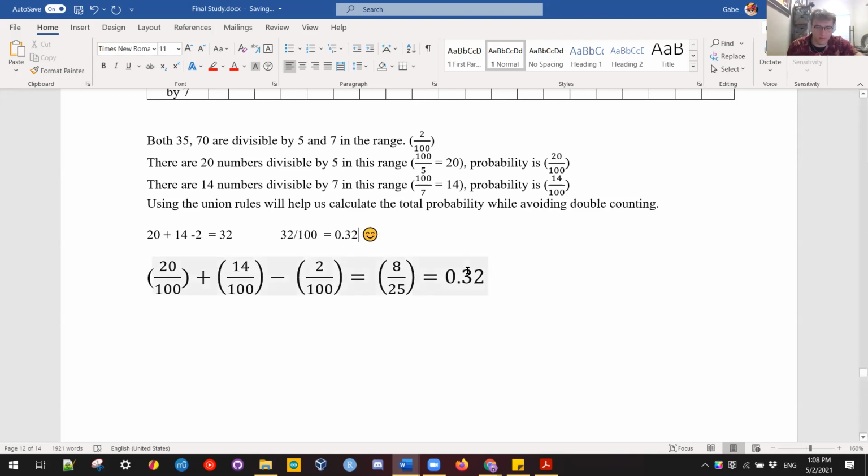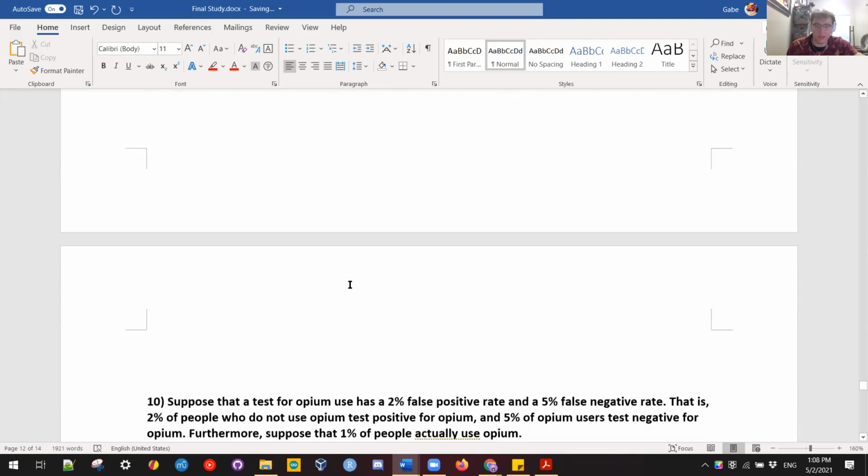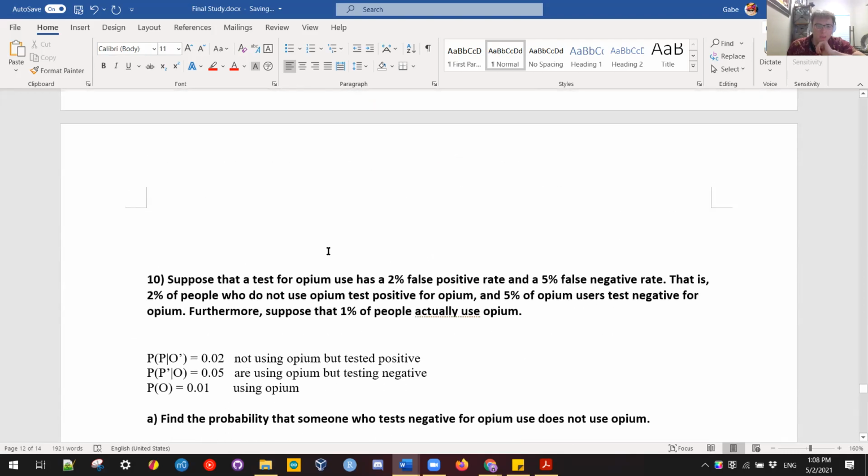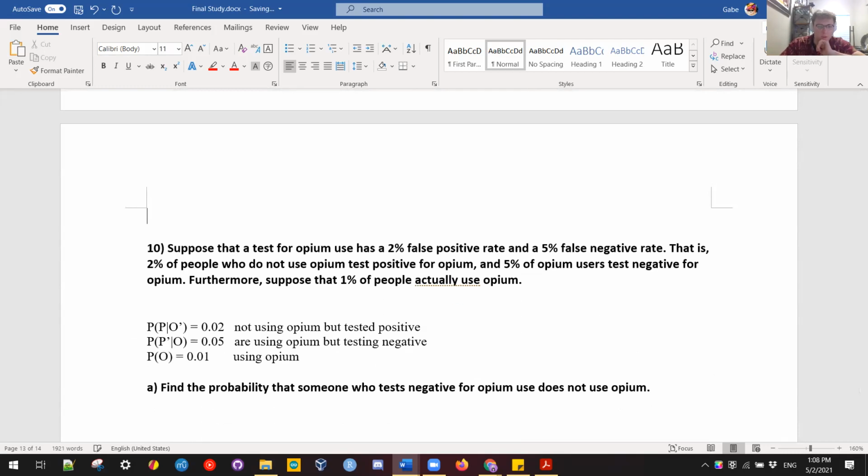Perfect. Let me keep that smiley face there. Okay, next thing. So opium. Everyone loves it. Everyone's doing it. 1% of people use opium. So we already put that on there. Throw it on there. The false positive rate and the false negative rate.